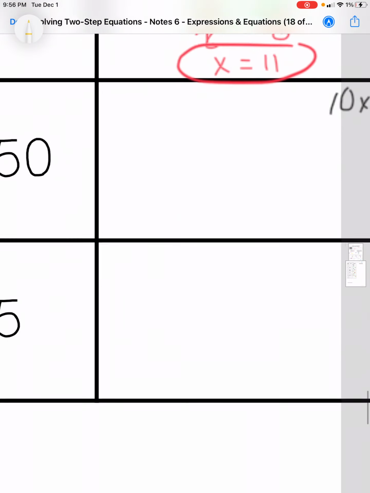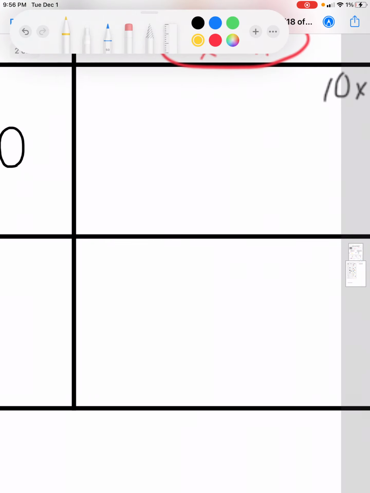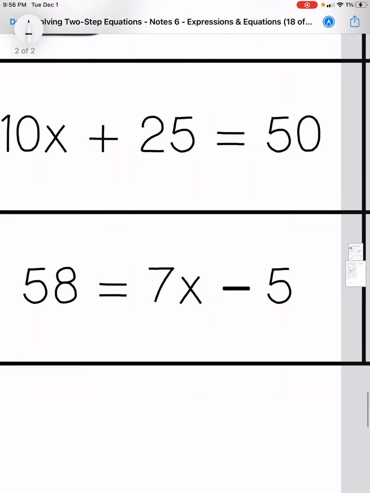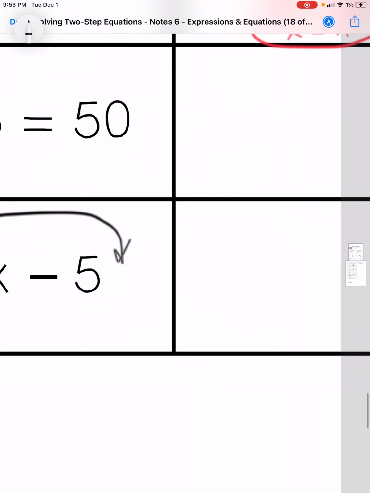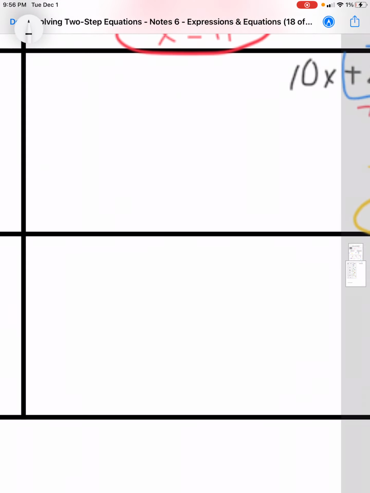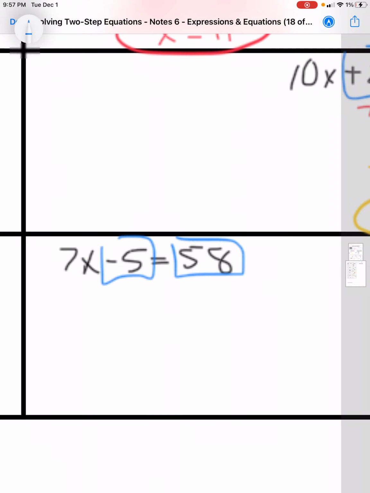All right, and the last one, thankfully for today. Again, x is on the right, so I'm going to go ahead and flip it. I'm going to move that to the other side when I rewrite the problem over here. So 7x minus 5 equals 58. Again, find your like terms. There they are.